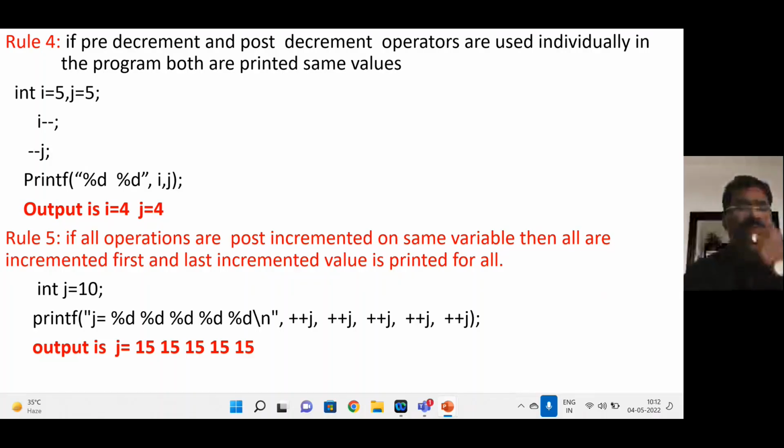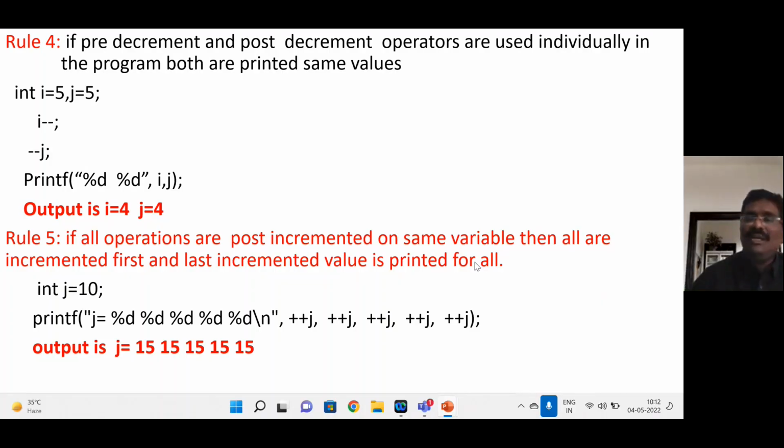So I think you understood that. The fifth rule is one where most students may be confused. If all operations are post-incremented on the same variable, like this, then all are incremented first, and the last incremented value is printed for all.